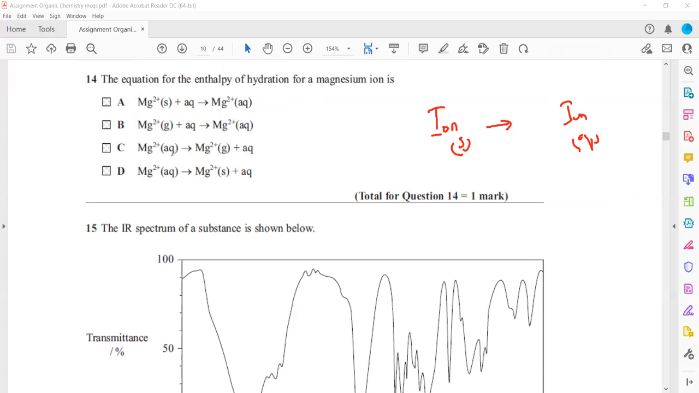So when you check the options, magnesium solid is totally wrong. Magnesium aqueous and aqueous is totally wrong. So what we are left with: when the magnesium ion is in a gaseous state, we add water. As a result, that magnesium ion is surrounded by water molecules. We call that the hydration energy. That's why B is the right answer.